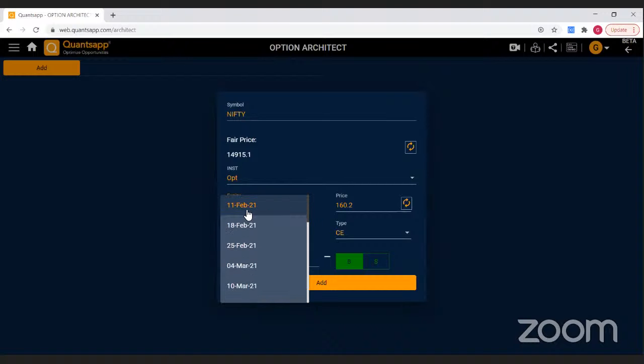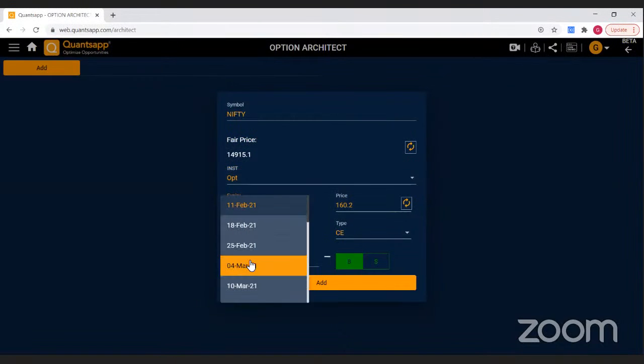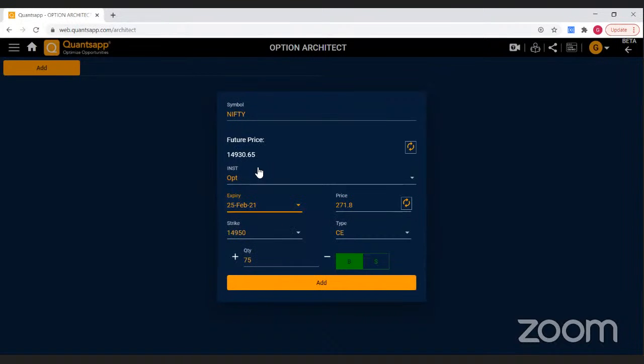Now for the index Bank Nifty, we have the weekly expiry and the monthly expiry as well. You can see all the expiries lined up. Suppose I'm taking the weekly expiry, I'm getting the fair prices here. But if I'm taking the monthly expiry, then I'm getting the future prices.